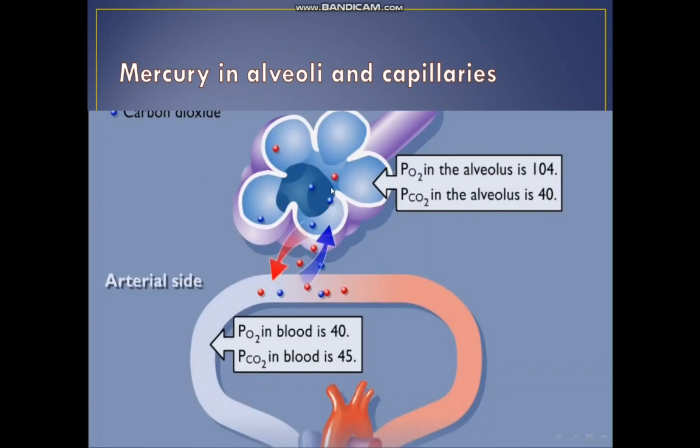The same happens with carbon dioxide and nitrogen. They transfer from the higher pressure to the low concentration, low pressure side, and keep transferring until they are equal to each other. The carbon dioxide inside the capillary is higher than in the alveoli, 45 in the capillary and 40 in the alveoli. So it will transfer from the capillary to the alveoli, from high concentration or high pressure to low concentration. This is how the air gases transfer and how they work.